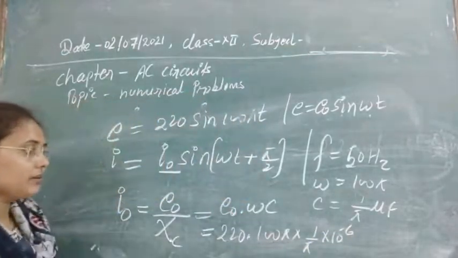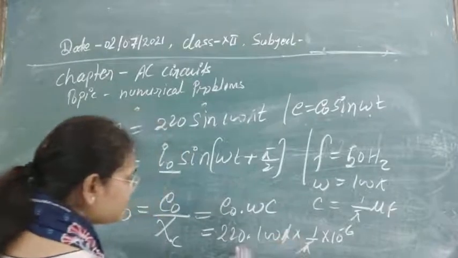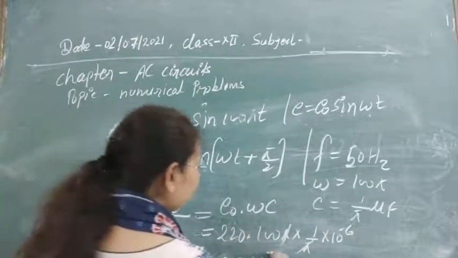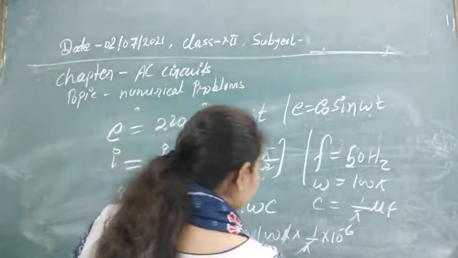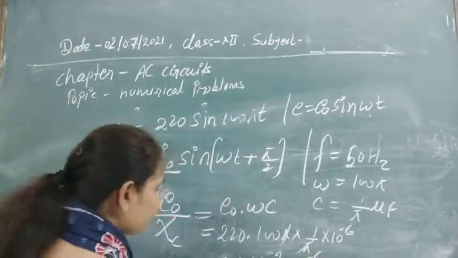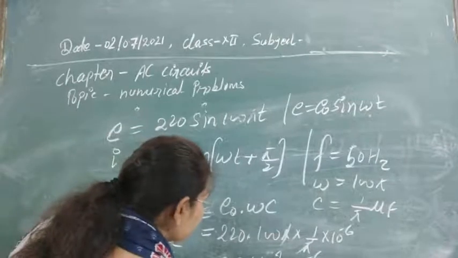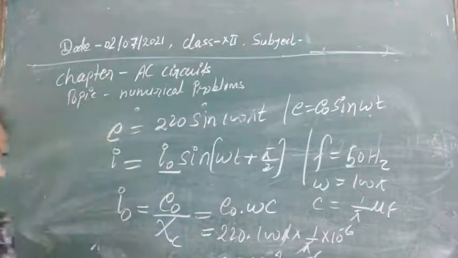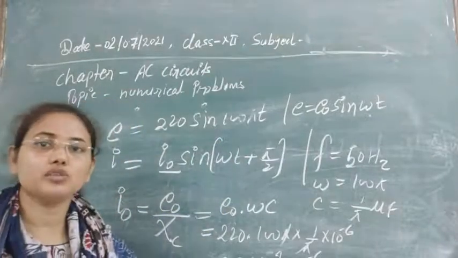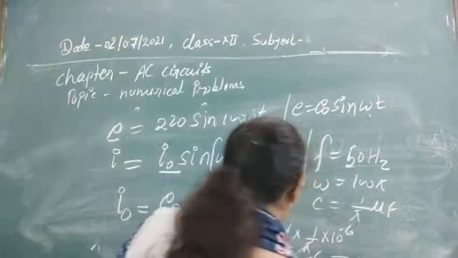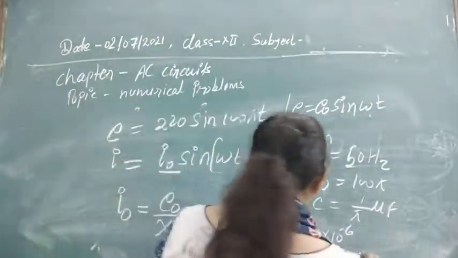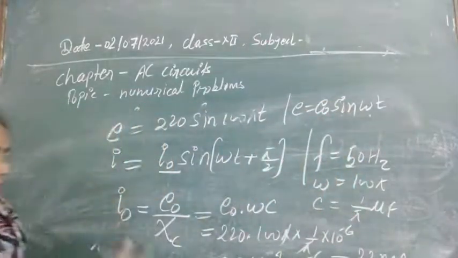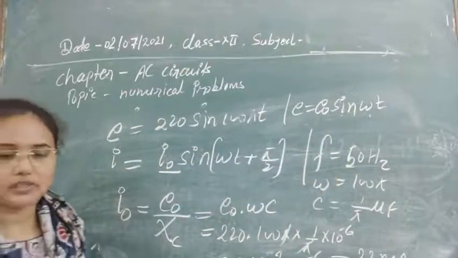10 to the power minus 6 will be here, and pi will be cancelled out. Writing 2.2 into 10 to the power 4 and into 10 to the power minus 6, finally this is equal to 2.2 into 10 to the power minus 2 ampere. You can leave it this way, or in milliampere you will find 22 milliampere, which is the maximum current flowing through the capacitive circuit.